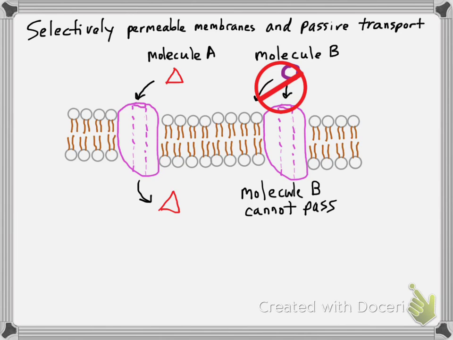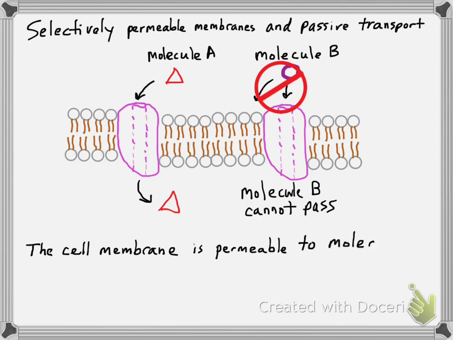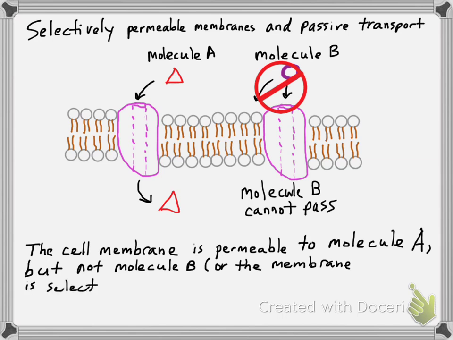Because molecule A can get through the membrane, we say that the cell membrane is permeable to molecule A. We could also say that the cell membrane is selectively permeable for molecule A. So let's write that out. And then we'll go ahead and move on to passive transport. Okay, so hopefully this gives you an idea of what selectively permeable membranes means. And now we can move on to slide 2.